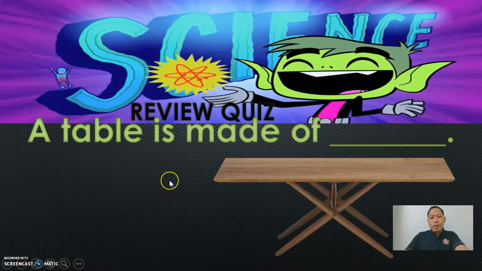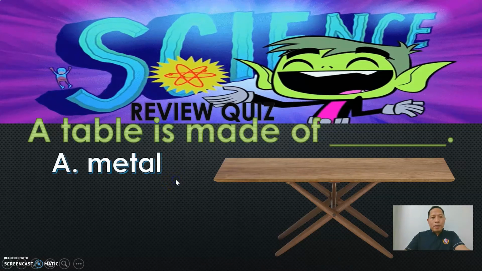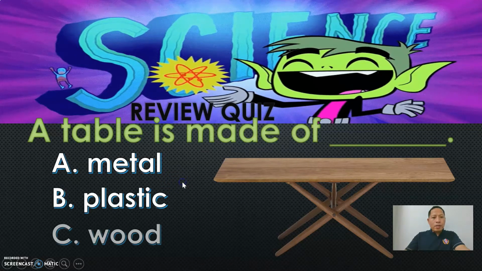Okay, I know you know this answer, but let's have a quiz. A, metal. B, plastic. And C, wood. Now try to look closely at this example. This is a table made of. If you answered wood, you got it right. Very good. And one, two, three, and one, two, three, boom! Very good. That is our fireworks clap.